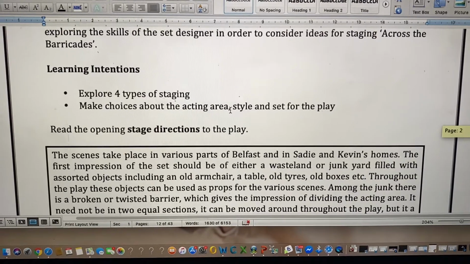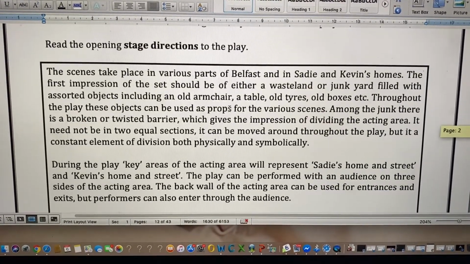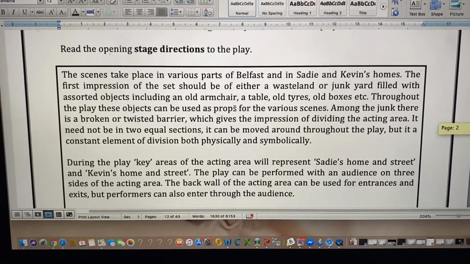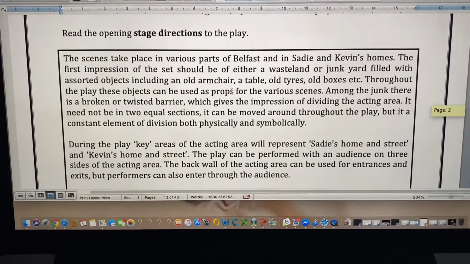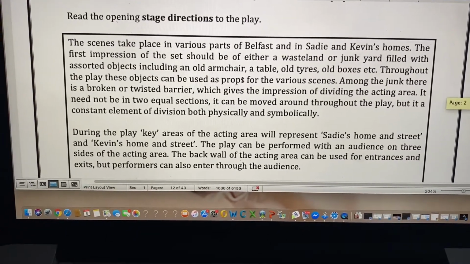So the first thing that we're going to do together as a class is read the opening stage directions to the play. Now you can see this in the play that you have, but I have it here as if by magic. So we will read this too, and this is also in your booklet.